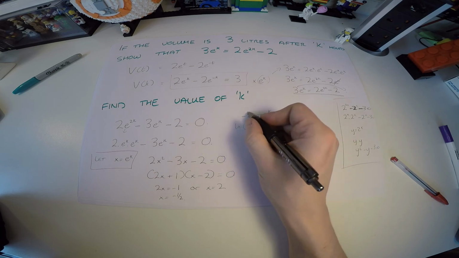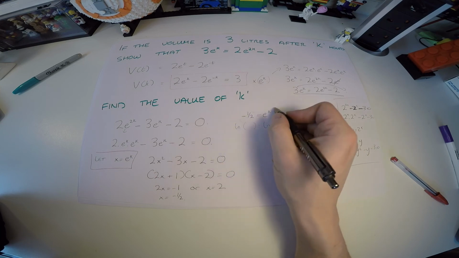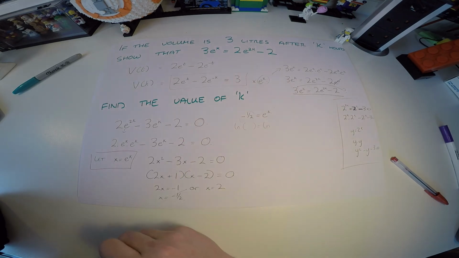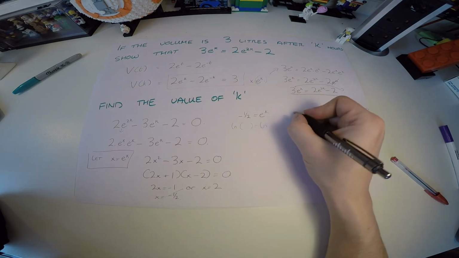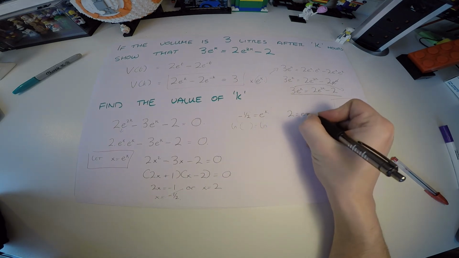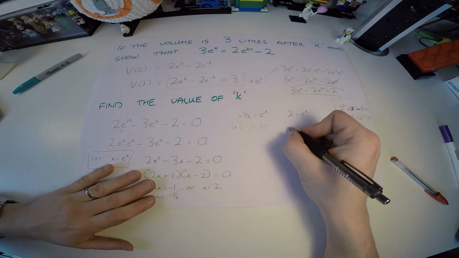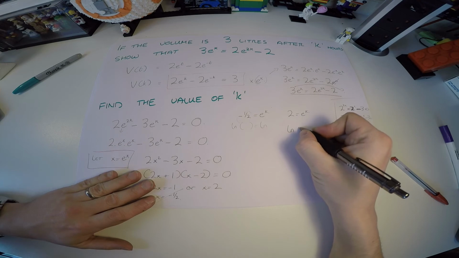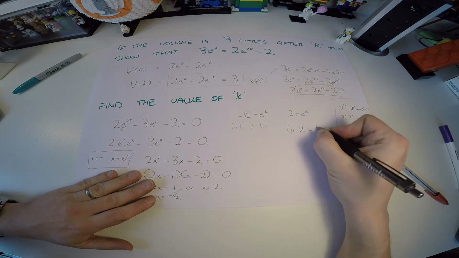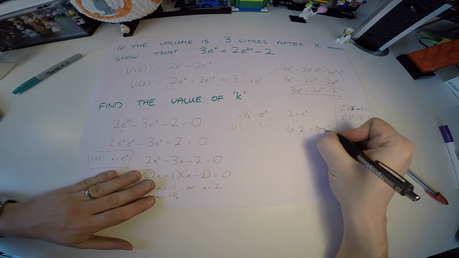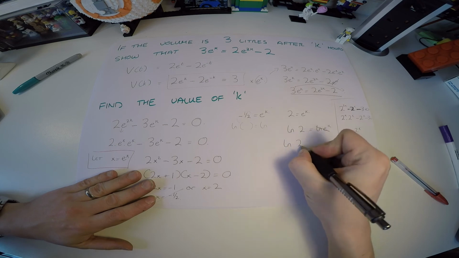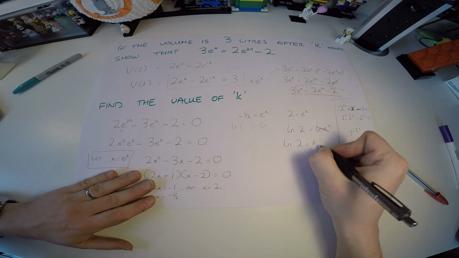But of course we can't get the natural log of a negative number, so minus a half is actually no good to us. What about 2? Can we let 2 equal e to the k and figure out k? Well, we can. We can take the ln of both sides. That gives us the ln of 2 is equal to the ln of e to the k. They cancel, leaving us ln of 2 is equal to k.